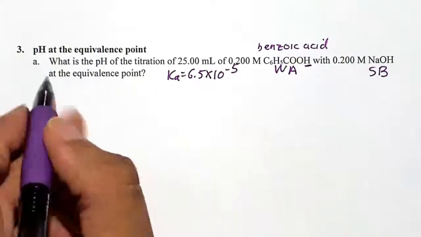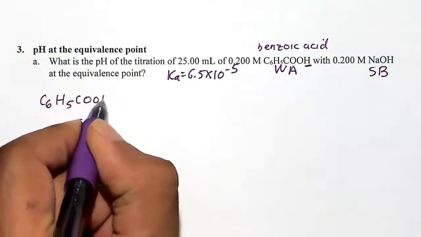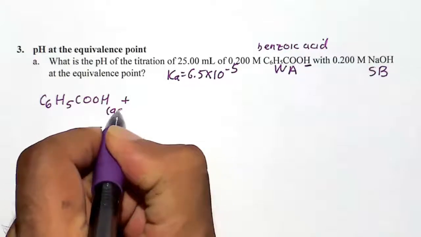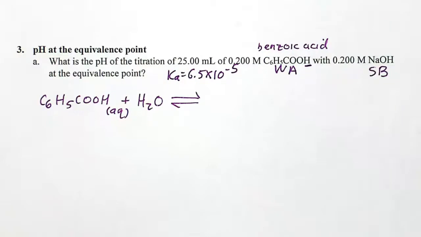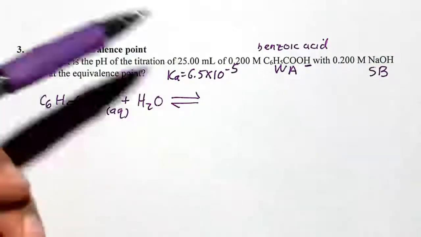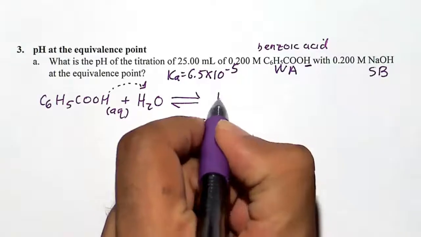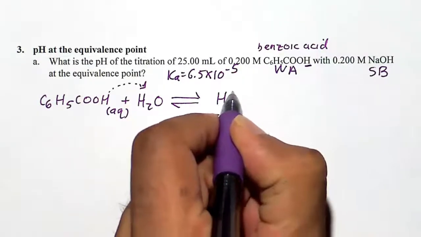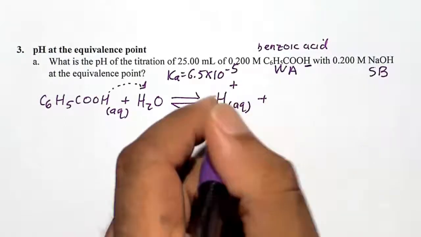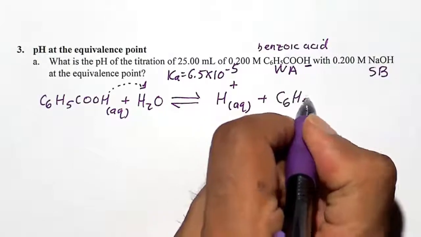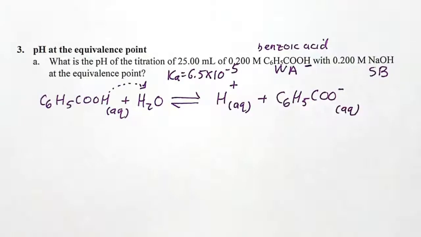So that constitutes this equation, C6H5COOH plus, this is an aqueous solution, plus water. 10 to the minus 5 means it's probably not going to go 100% towards the product side, but we still may get some generation of H3O+. Now, I'm just going to write it as H plus instead of H3O plus. And then C6H5COO minus, the conjugate base to this conjugate acid.